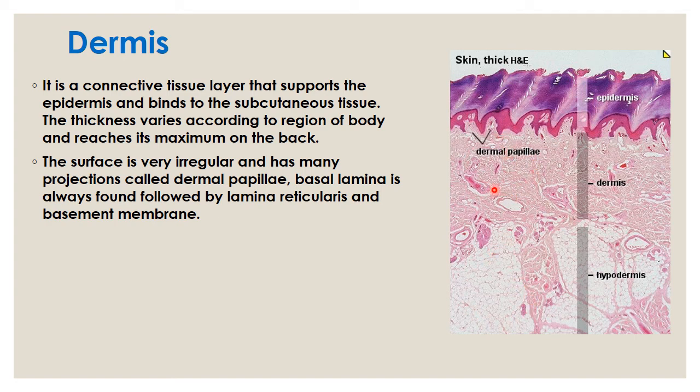This layer of the dermis is a connective tissue layer, and it supports the epidermis and binds it to the underlying subcutaneous tissue. The thickness of the dermis varies from region to region, and it has a maximum thickness at the back. Its surface is very irregular, and it has many projections which are called the dermal papillae. You can see here these are the epidermal papillae, and these are the dermal papillae. There is a junction between the dermal and the epidermal papillae here. The basal lamina, the lamina reticularis, and the basement membrane are present, which are identified by the electron microscope only.